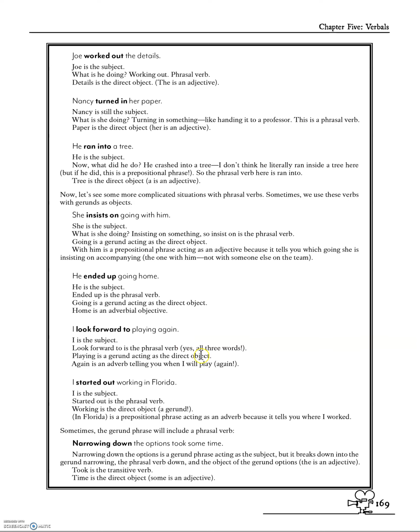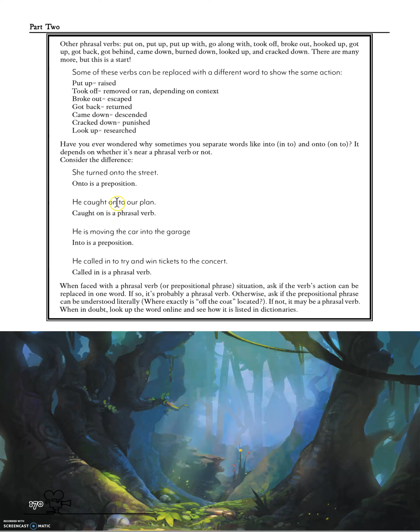So like she turned onto the street. Onto in this case is a preposition. He caught on to our plan. That's 2 separate things. Caught on is a phrasal verb. Like he understood our plan or realized our plan, recognized our plan. He is moving the car into the garage, prepositional phrase. He called in to try and win tickets. So now you're like called in, phrasal verb.